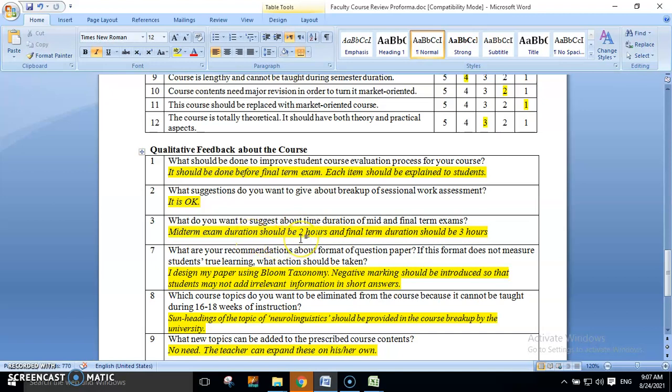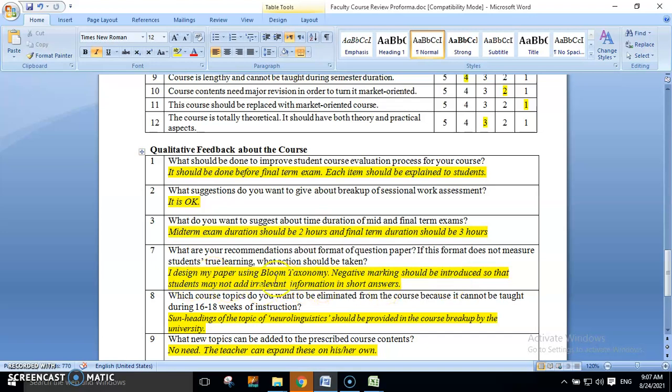So why should they be penalized? So time duration should be increased. What are your recommendations about the format of the question paper? If this format does not measure students' true learning, what action should be taken? I designed my paper using Bloom's taxonomy. Negative marking should be introduced so that students may not add irrelevant information.